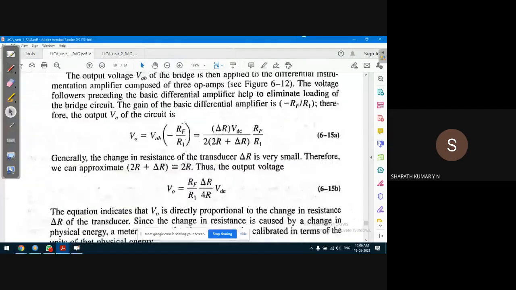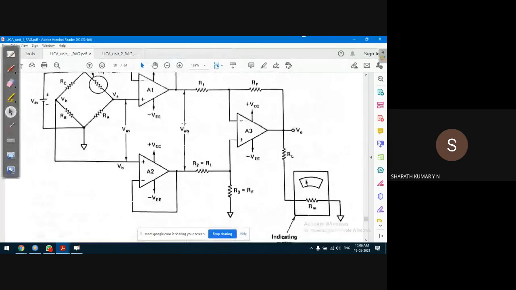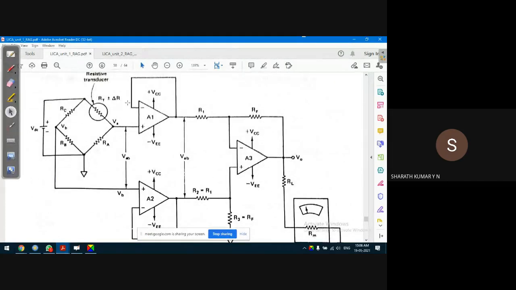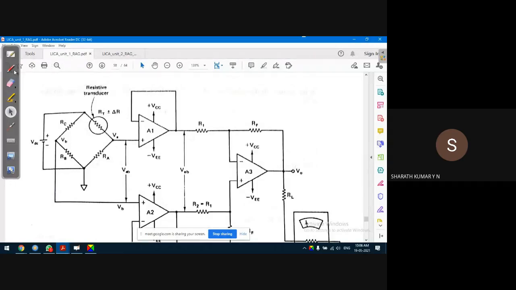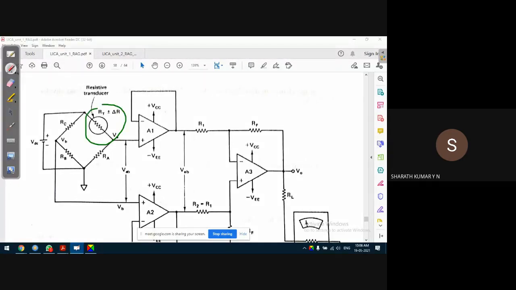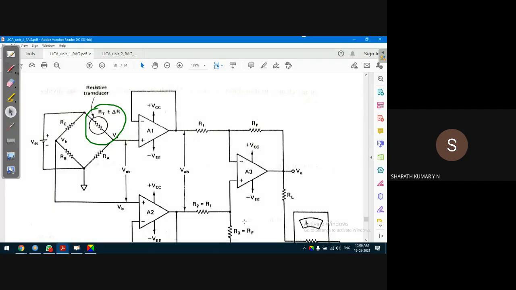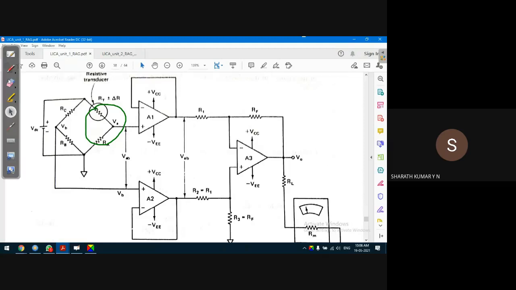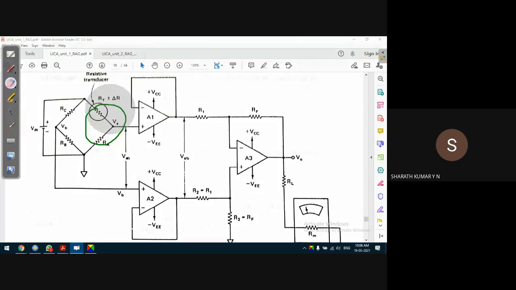Now, last class we discussed this circuit, the instrumentation amplifier. In the bridge, one arm of the bridge is a transducer. It can be any transducer. It can be used for the measurement of flow, for measurement of temperature, something like that. That's used for various physical quantity measurements. So when this resistance is such that the bridge is balanced, the output voltage will be zero, because it indicates zero.